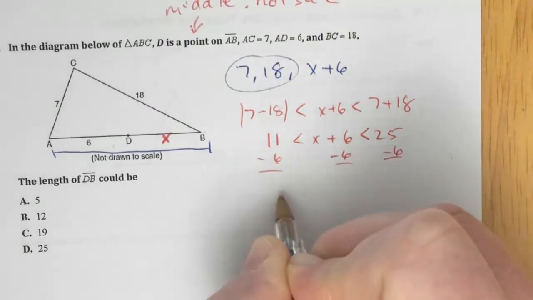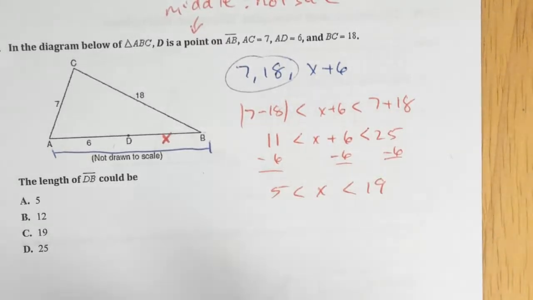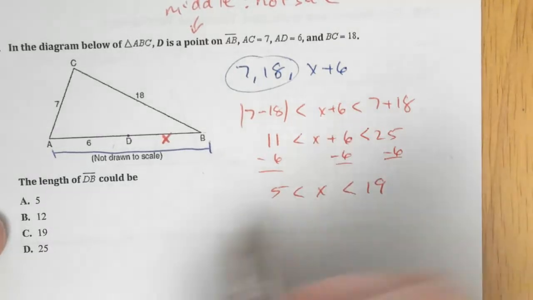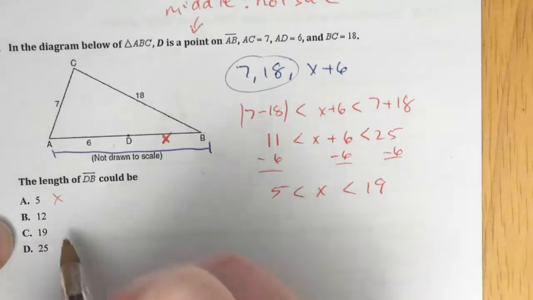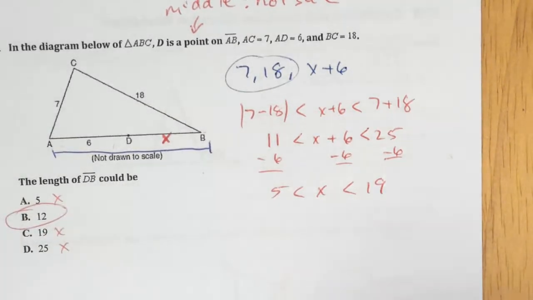And when we do that, we would get 5 is less than x, which is less than 19. So x has to be somewhere between those. We cannot touch 5, we cannot touch 19. So it can't be this one, it can't be 25, and it can't be 19, so 12 was the only one that worked. So what was another way to do this?